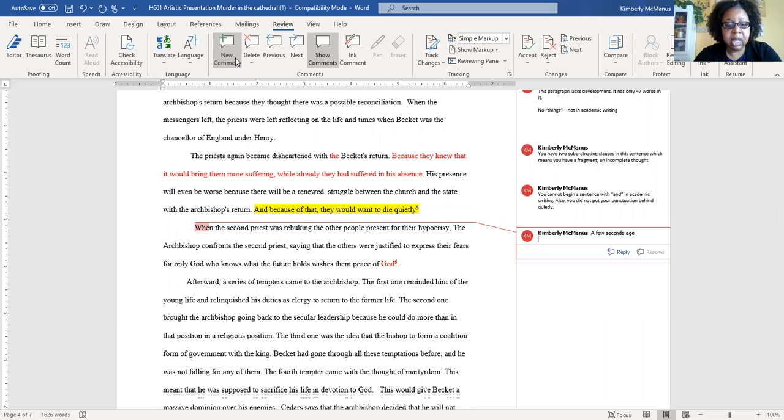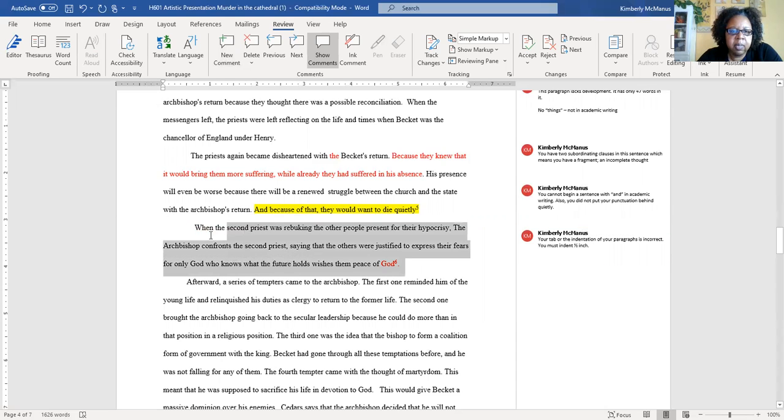You know this. Your tab or the indentation of your paragraphs is incorrect. You must indent a half an inch. Okay. When the second priest was rebuking again, you know this paragraph is too short. Okay. This paragraph has 48 words in it.